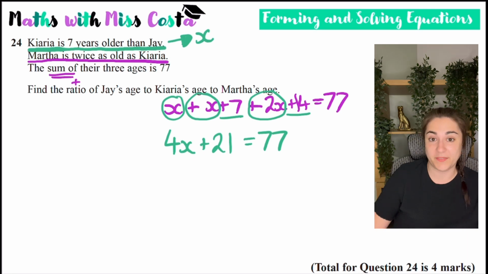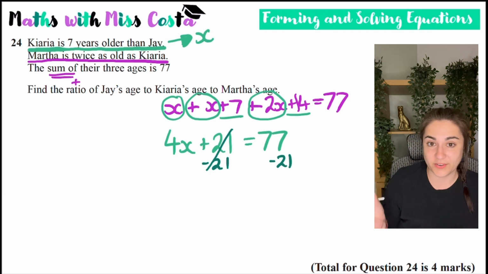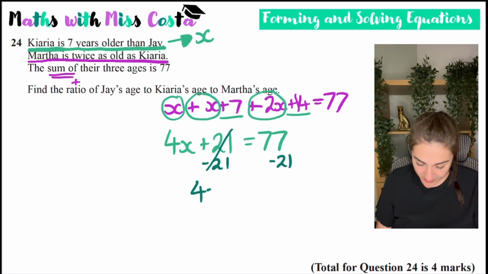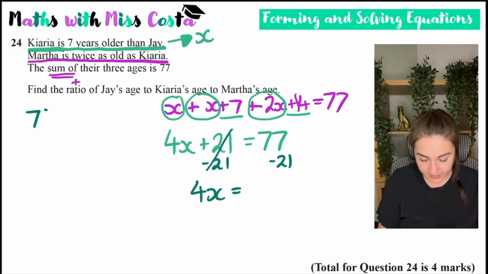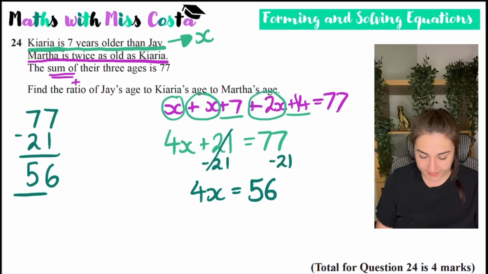So once again, I put my finger over the x, and then I think, what else is on this side? I've got a positive 21. So I'm going to subtract 21, so it cancels on this side. And whatever I do to one side, I have to do to the other to keep the equation balanced. So I'm left with 4x equals 77 take away 21. 7 take 1 is 6, 7 take 2 is 5. So 4x equals 56.